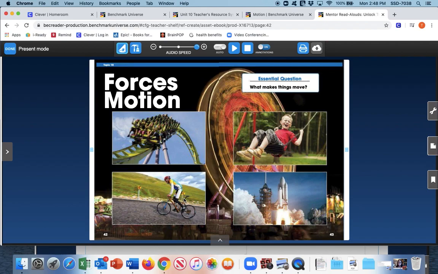Each force moves an object in a different way. So for instance, when we talked about forces, we saw different ways that things moved. And if you think back on our story of forces, push, pull. A push is a force that moves something away from you. A pull is a force that moves something towards you. Do you remember gravity and friction? Gravity is a force that pulls an object towards the earth, and friction is a force that slows down an object.